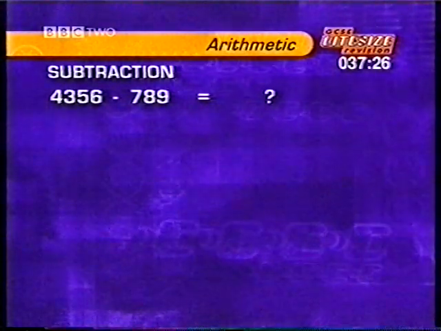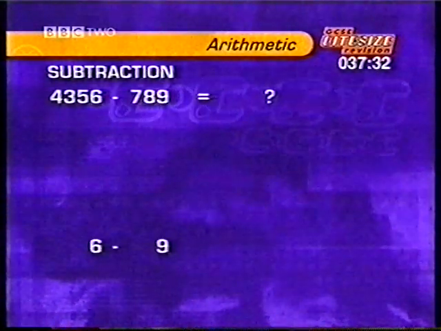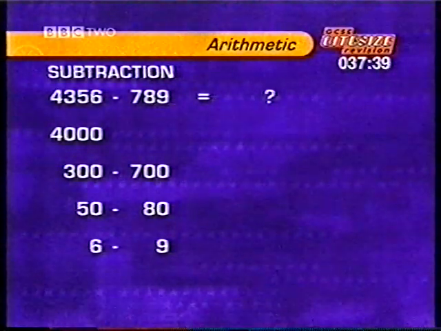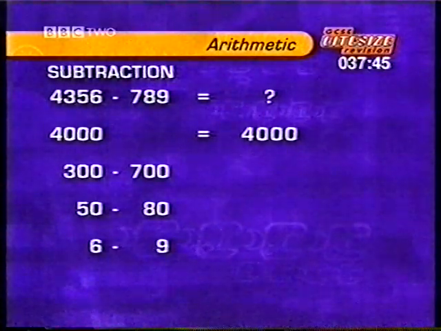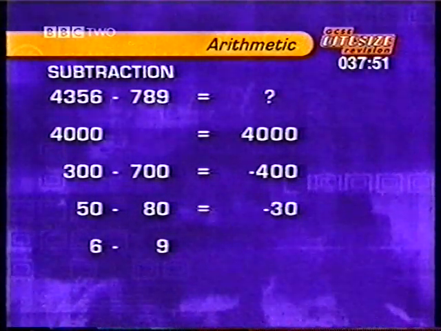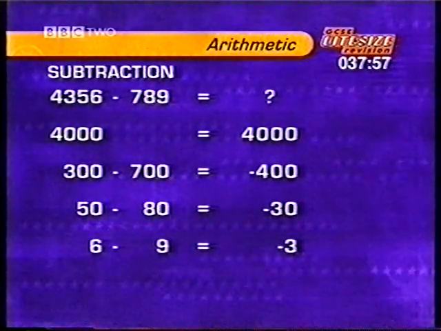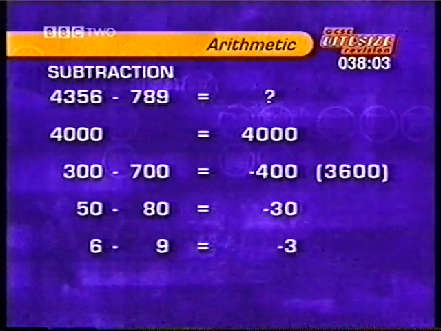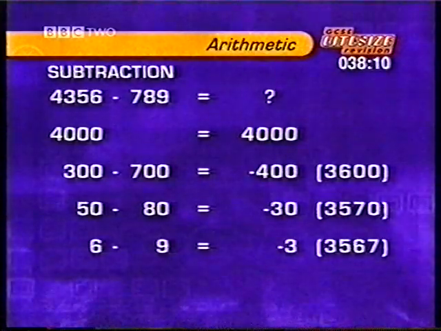As with addition, larger numbers like 4,356 subtract 789 can be broken down into their units, tens and hundreds, and each part dealt with separately, jotting down the result of each subtraction and looking out for negative numbers. So there are 4 thousands, 300 subtract 700 is -400, 50 subtract 80 is -30, and 6 subtract 9 is -3. Working down the subtotals gives 4,000, subtract 400 is 3,600, subtract 30 is 3,570, subtract 3 is 3,567, which is the answer.